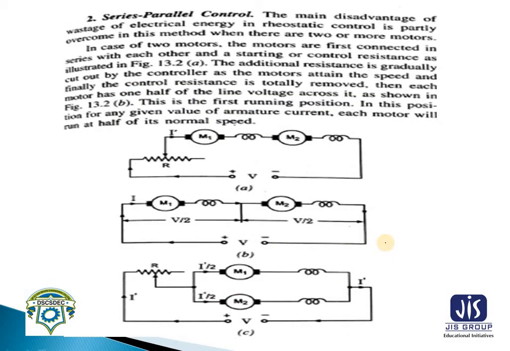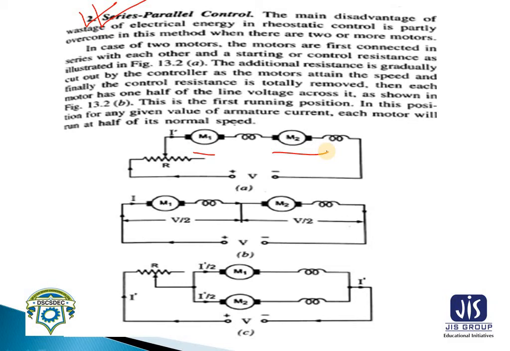Next one that is very important, that is series parallel control. This is a very important method. Series parallel control of DC series motor. The main disadvantage of wastage of electrical energy in rheostatic control is partly overcome in this method when 2 or more motors are there. In case of 2 motors, the motors are first connected in series with each other. See here, we have taken 2 motors and these 2 motors are connected in series with each other.